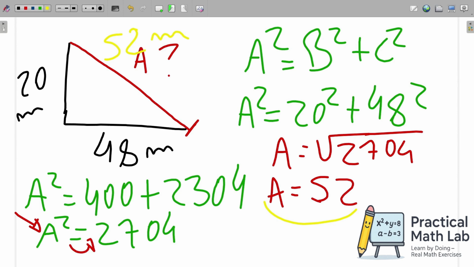Here's the answer in a real-life situation where you can use the Pythagorean Theorem in practice.